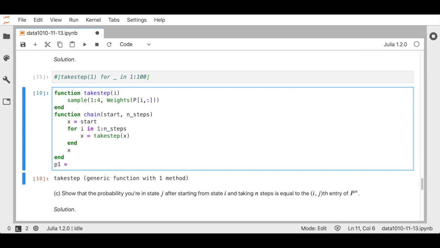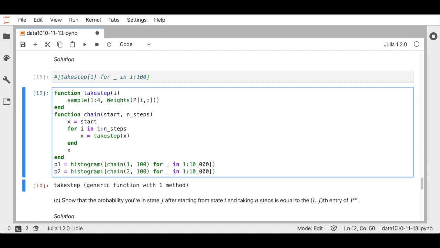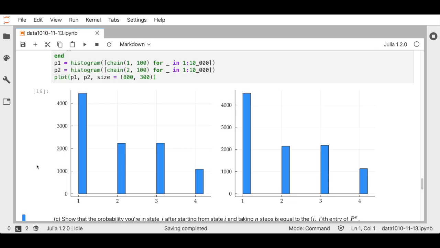Okay, so let's make a couple of histograms. We'll start from 1 and take 100 steps, and we'll do that 10,000 times. And then we'll start from 2 and take 100 steps and repeat that 10,000 times. And what we'll see, as perhaps you initially suspected, is that each of these 4 locations has a value which expresses about how much time the random walker spends at that point in the long run. And it really doesn't matter where you start.